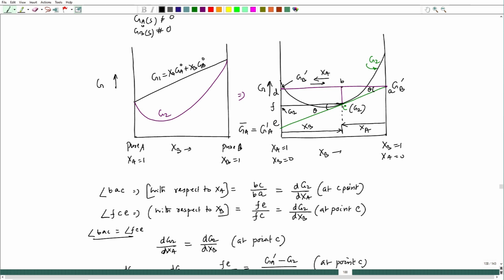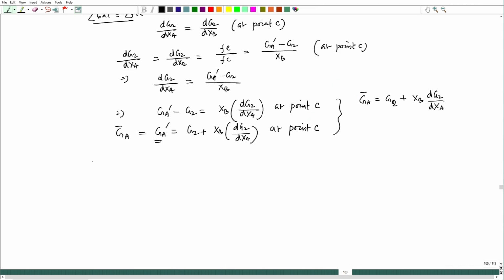Okay. So, here also I could see that the common tangent at any point on the G2 line, wherever it cuts x equal to 1 on the free energy axis, that particular value is nothing but GA bar. Okay. We can prove it for GB bar also. So, this B point, if I take only the free energy part, that can be taken as GB prime.